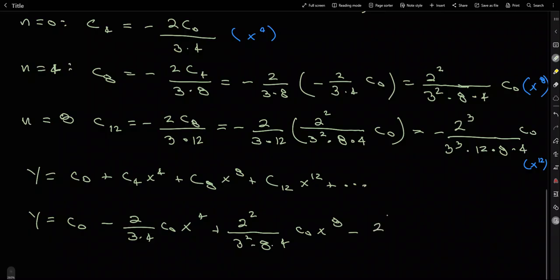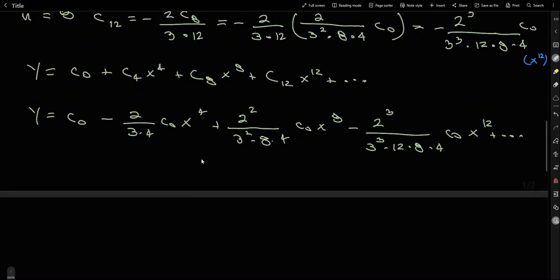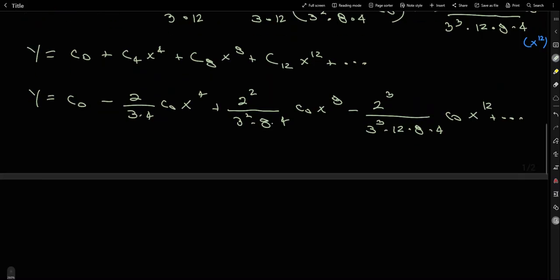Minus 2 to the third over 3 cubed times 12 times 8 times 4, C sub 0, x to the 12, plus infinitely many terms. We don't need to write that many terms. This is, again, more than good enough to see a pattern and write it in sigma notation. Okay, so we're almost there.